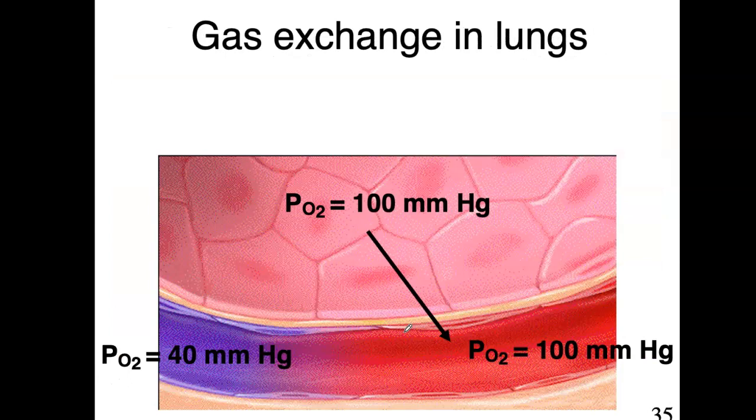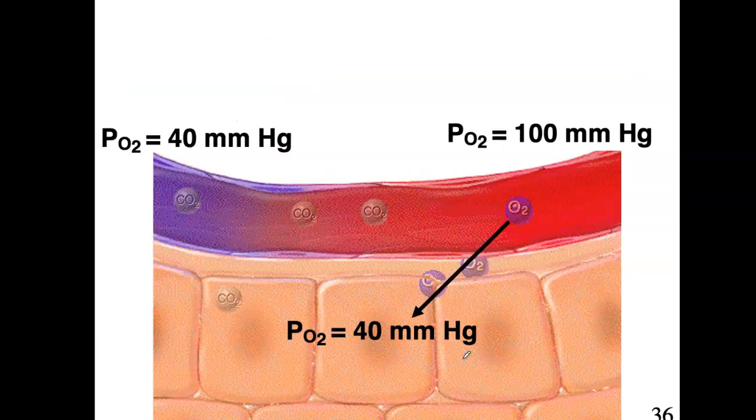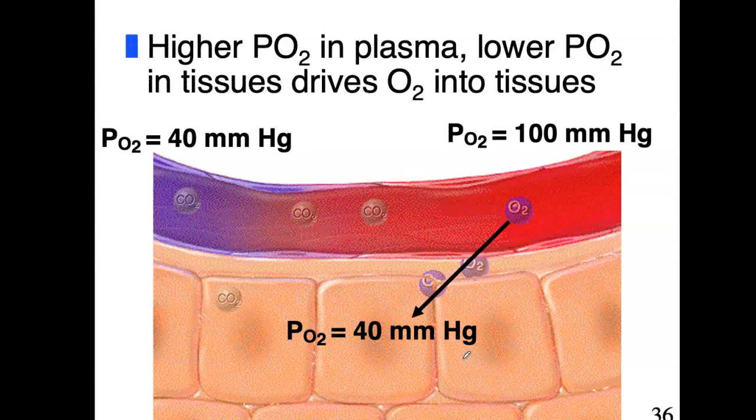And this is just showing again in the alveolus, crossing over to a region that was originally 40, and it's going to convert it to 100 and keep moving until it reaches 100. And that's what's driving that oxygen into the blood. The higher pressure in the plasma, lower partial pressure of oxygen in the tissue drives oxygen into the tissues. So it's kind of like diffusion, right? But we think of diffusion of gases, and we talk about it as partial pressure of gases.